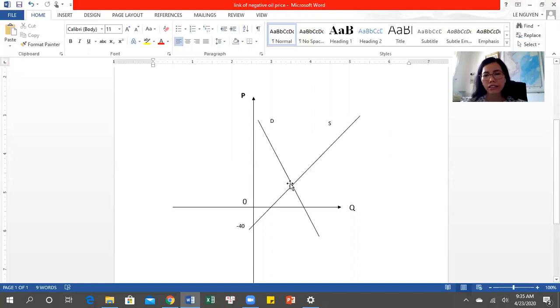So how can the price go lower than zero? I divide it into three cases. The first is only the demand curve effect. The second case is the supply curve effect, and the third case is both.